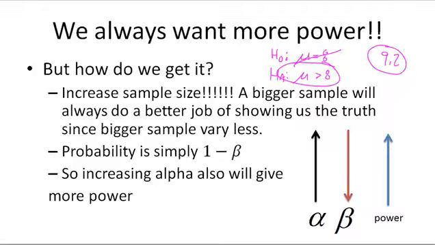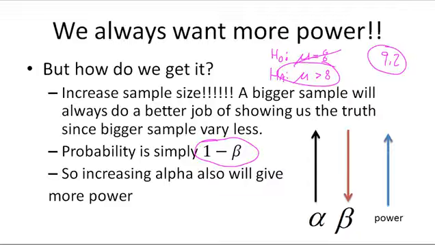Now, the probability of power is 1 minus beta, because remember, it is literally the complete opposite of beta, because beta is type 2 error. And type 2 error is when we make the mistake of not going with the alternative when we should. So power is not making that mistake, it's doing the right thing. So that is why the opposite of beta, 1 minus beta, is power.